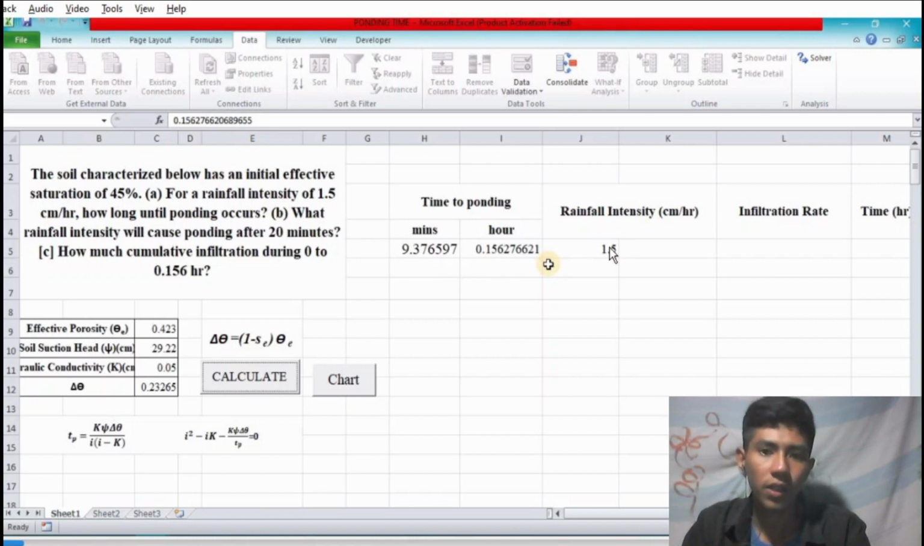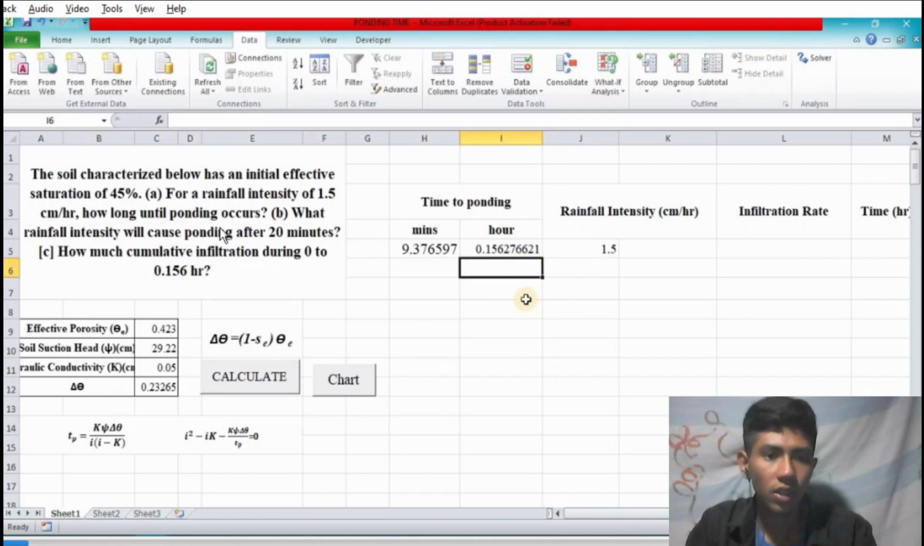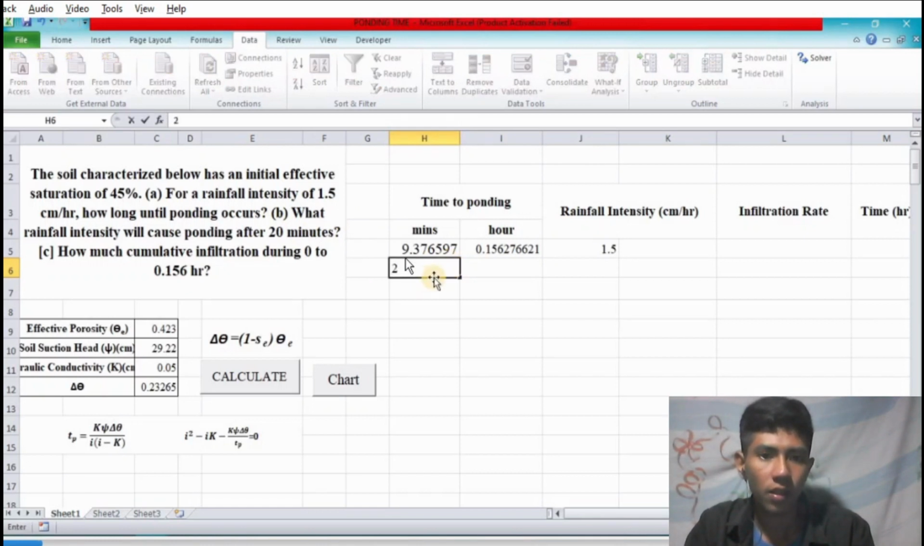With a rainfall intensity of 1.5 and the given parameters of the soil, after 0.15 hours or 9 minutes, it will start ponding. Okay, time to answer the second question: what rainfall intensity will cause ponding after 20 minutes? We've been given the value of time.